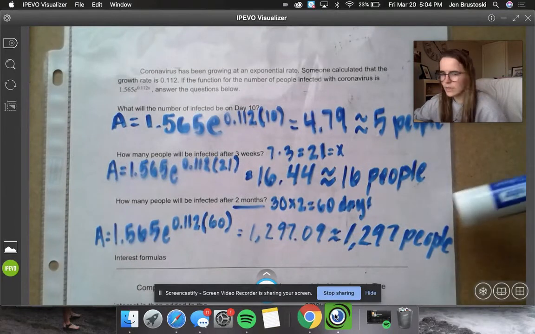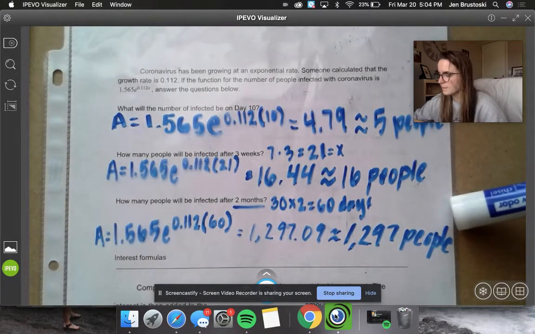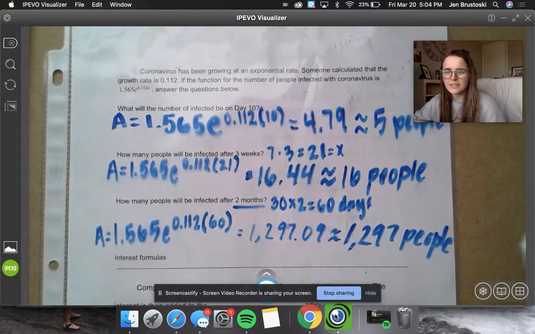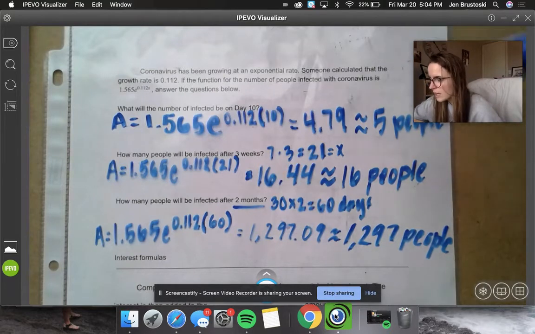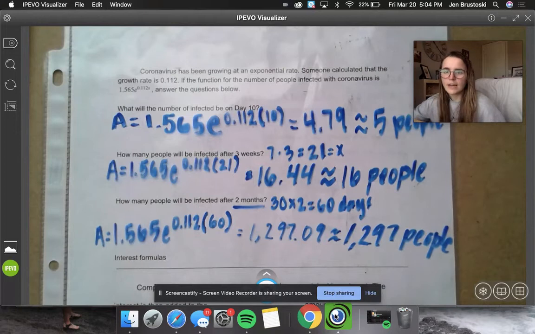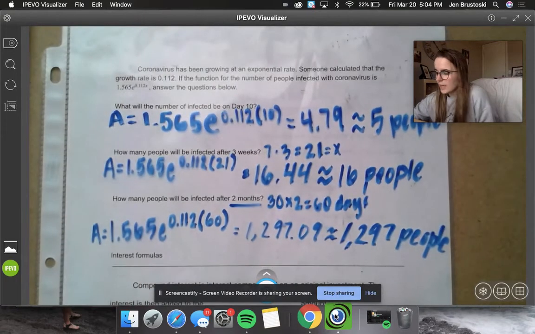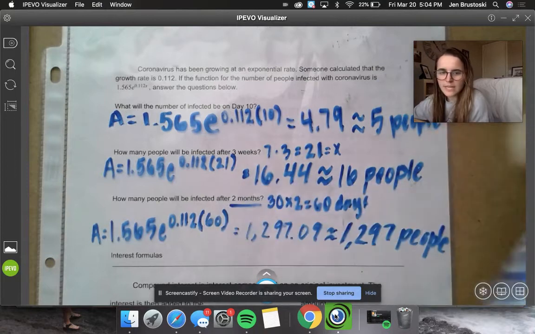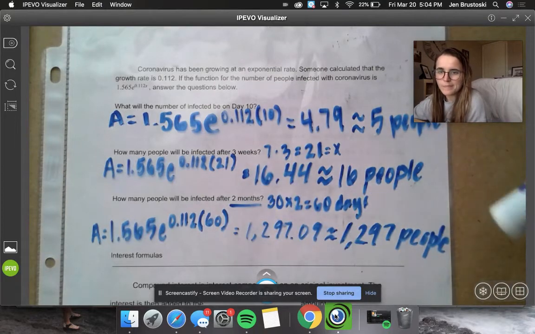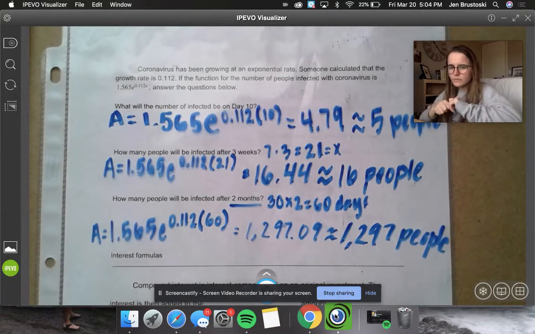Obviously, when we plug this stuff in, it doesn't come out as very accurate. There are a lot more people than 1,000 that are infected, but that's not what this is about. It was just an example. That would probably be accurate for one town, maybe. But yeah, all you're doing is plugging in those X values into a calculator, and it's really easy to do.